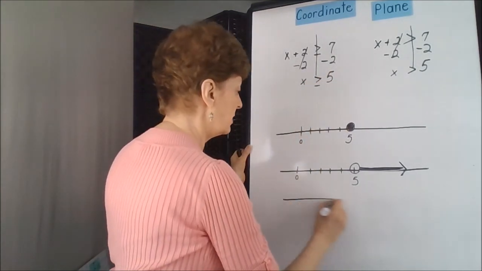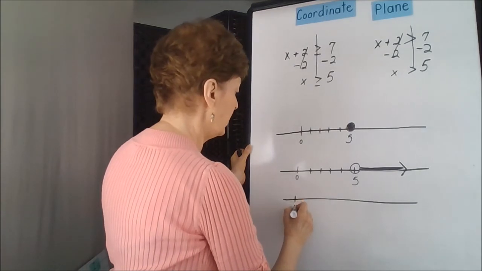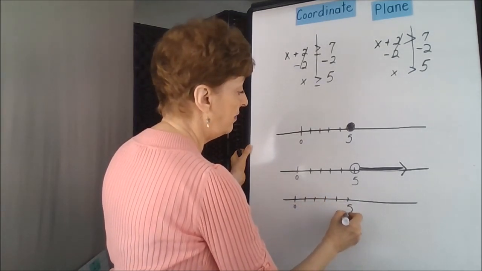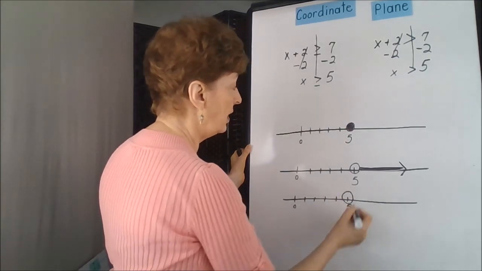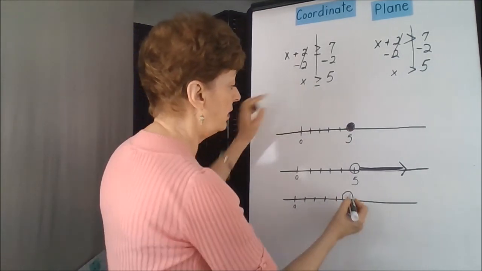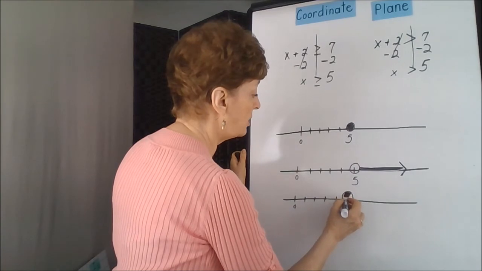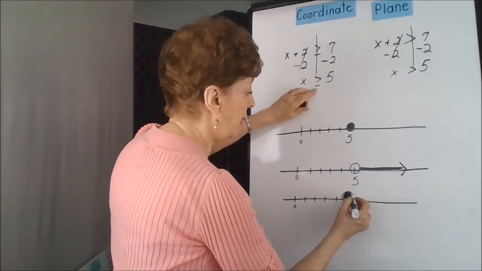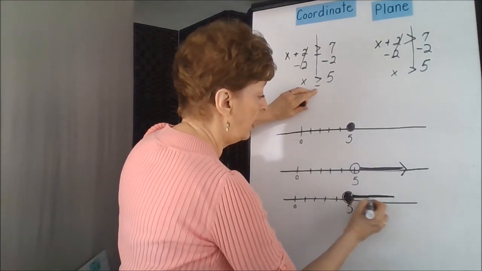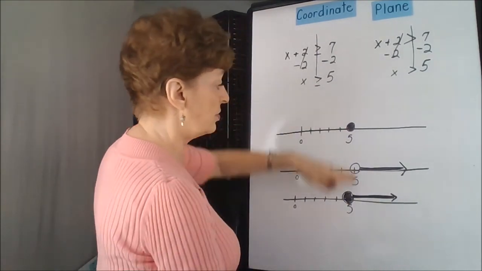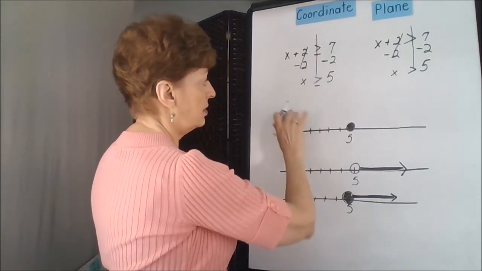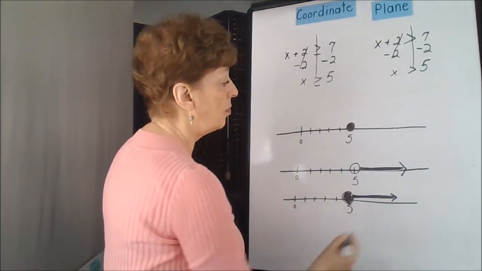In this case, here's my 0, 1, 2, 3, 4, 5. 5 is back in play again because it's now equal to that. I'm going to color in my circle. And it's also greater than. So my arrow points in this direction. See how it's pointing that way? This is pointing to the right. I'm going to make my arrow point to the right.